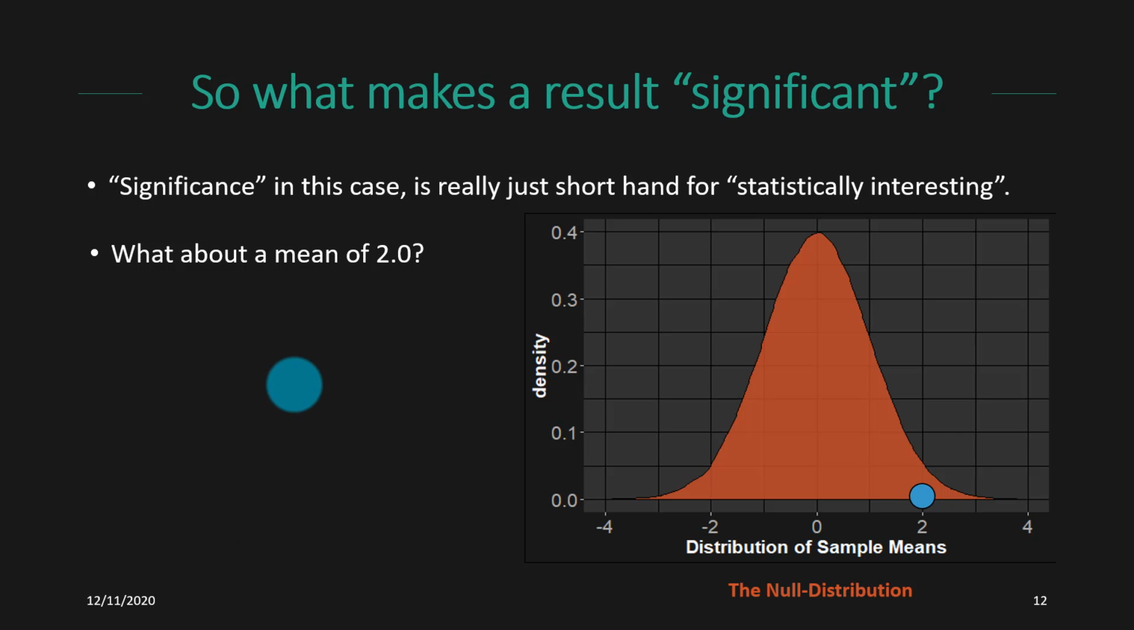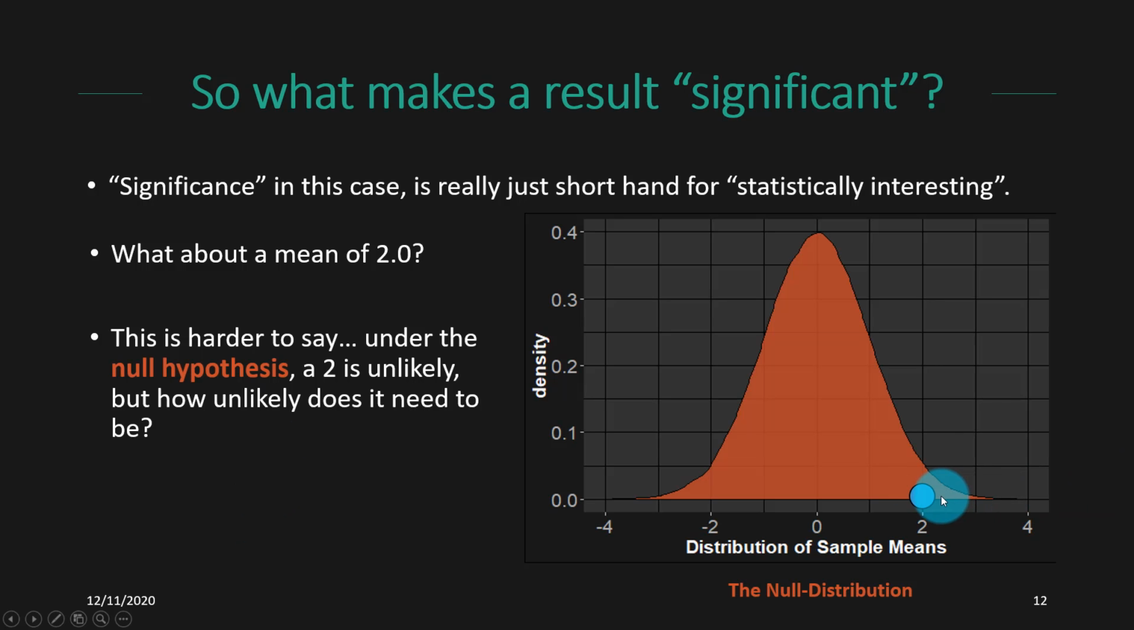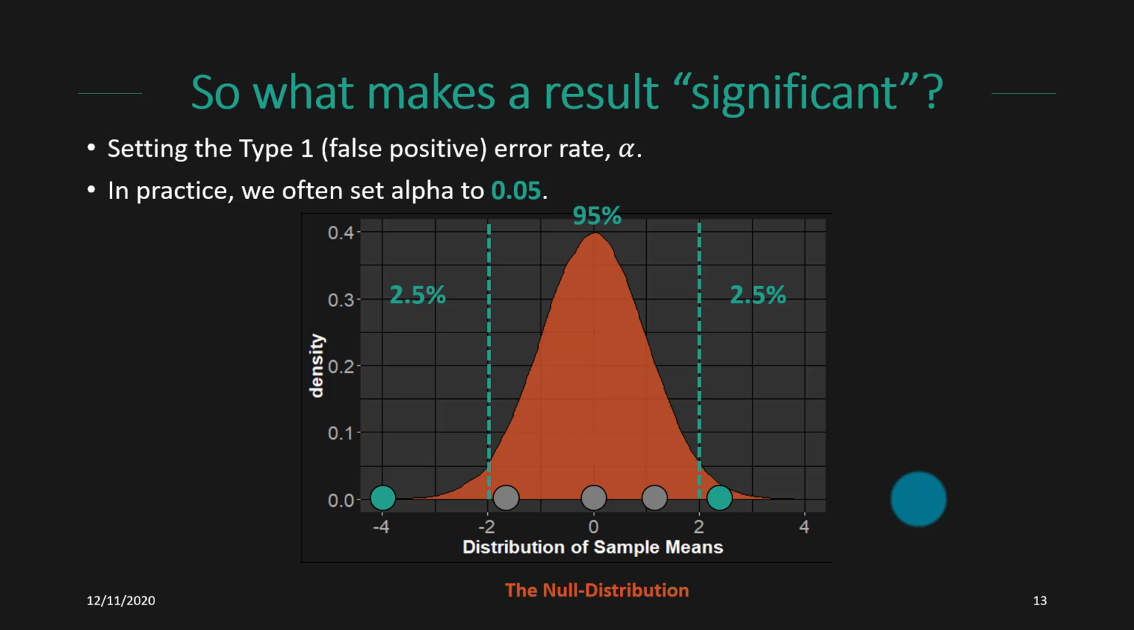Let's consider something more moderate now. What about a mean of 2? Is this statistically unlikely under the null distribution? Well, this is harder to say because under the null hypothesis, a 2 is unlikely, right? But it's not as unlikely as a 4. So how unlikely does something need to be before we would reject the null hypothesis? And this is where the idea of a significance threshold comes in.